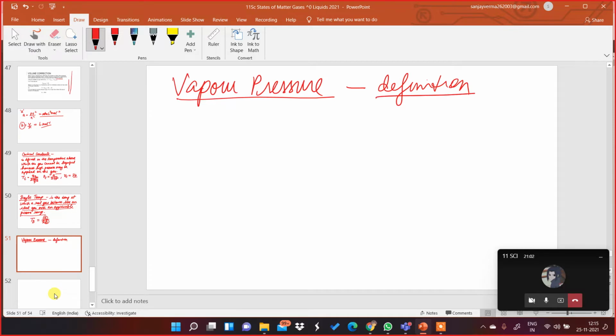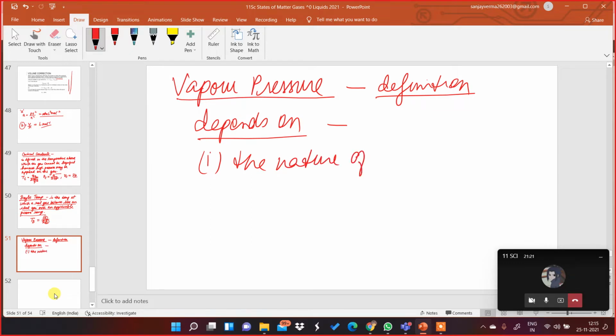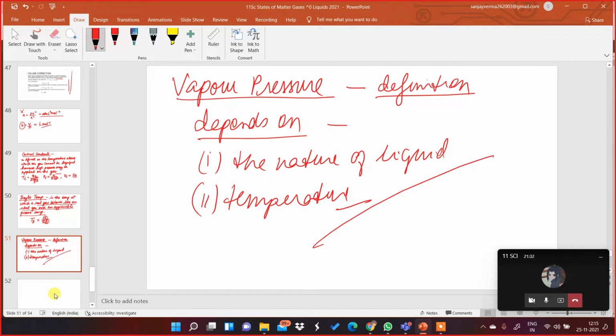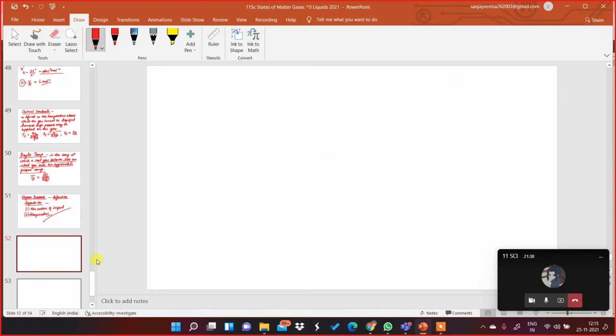Now, you learned the definition of vapor pressure, and most importantly, the vapor pressure depends on what? This vapor pressure depends on, the first factor, the nature of the liquid. The next factor is temperature. So these are the two factors on which the vapor pressure normally depends. Then after that, boiling point. Now let us understand what is boiling point.